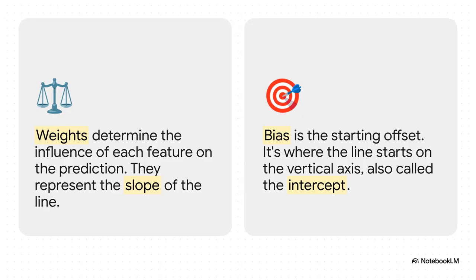Now, any straight line is really just defined by two numbers. First is the weight. You can just think of this as the slope. In our example, it's kind of like the price per square foot that our model is learning. The other number is the bias. That's just where the line starts on the vertical axis. It's like the base price of a house before you even consider its size. If we can find the perfect weight and the perfect bias, we've got a working model.